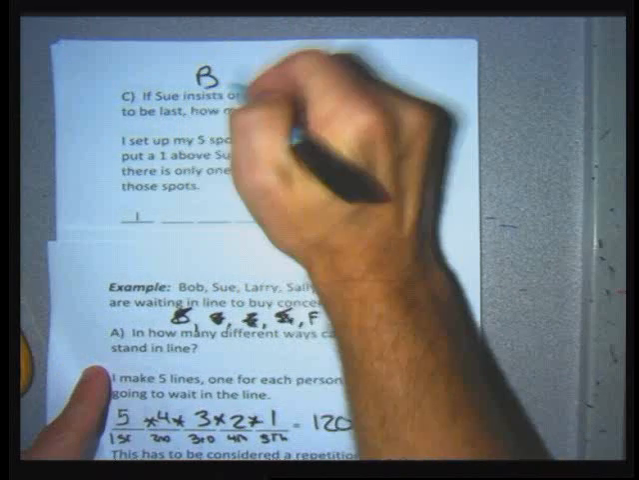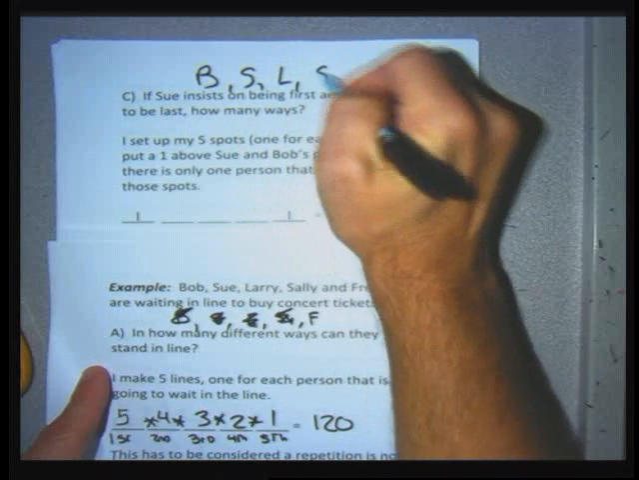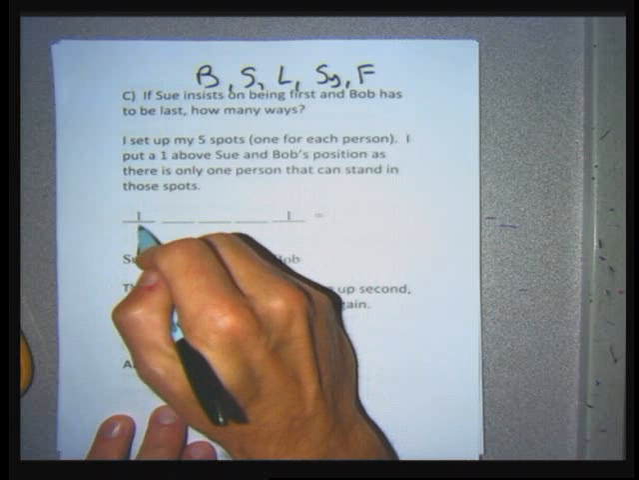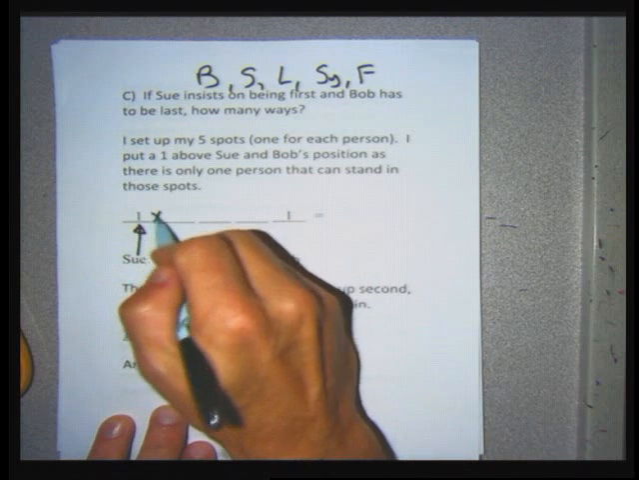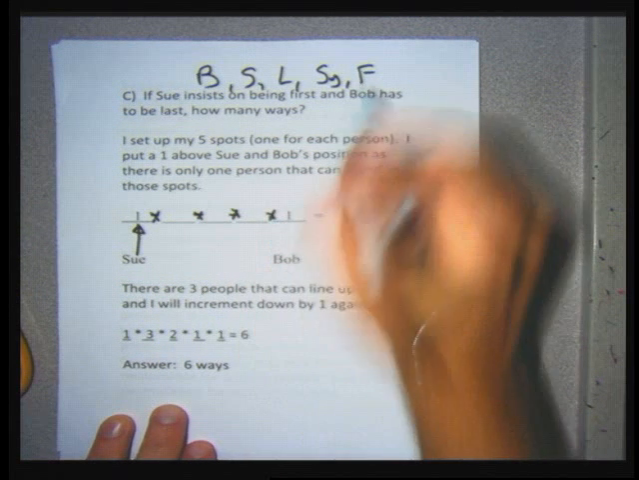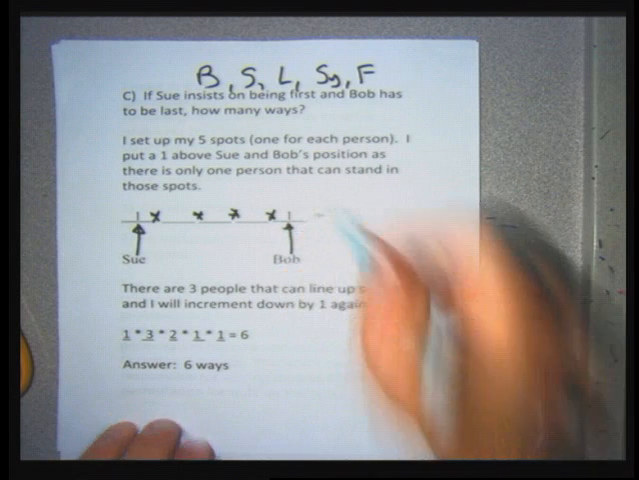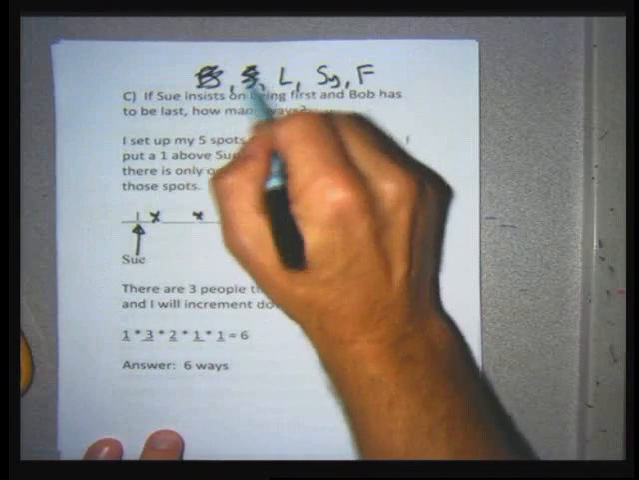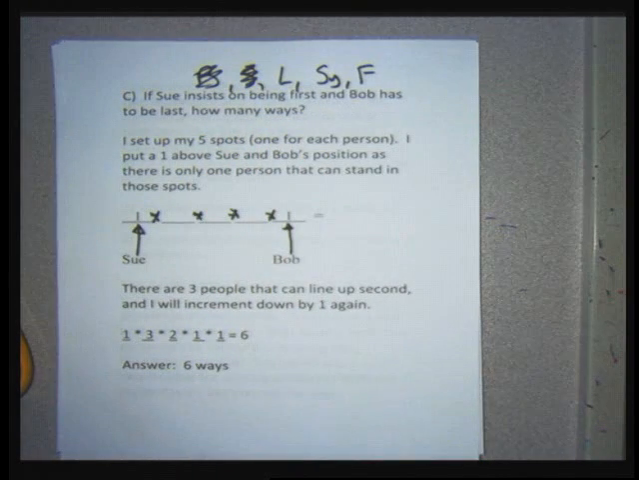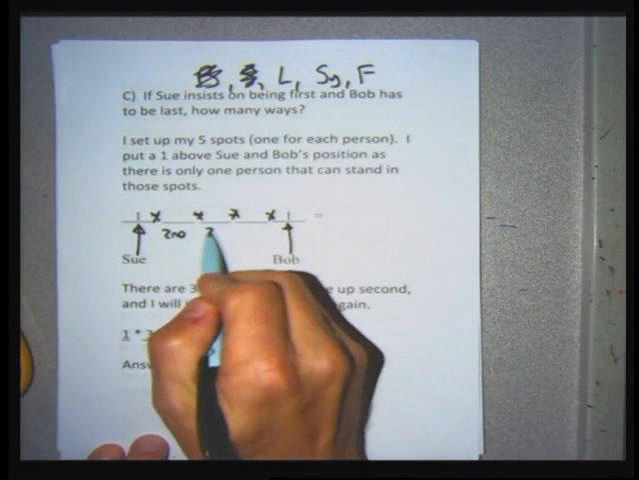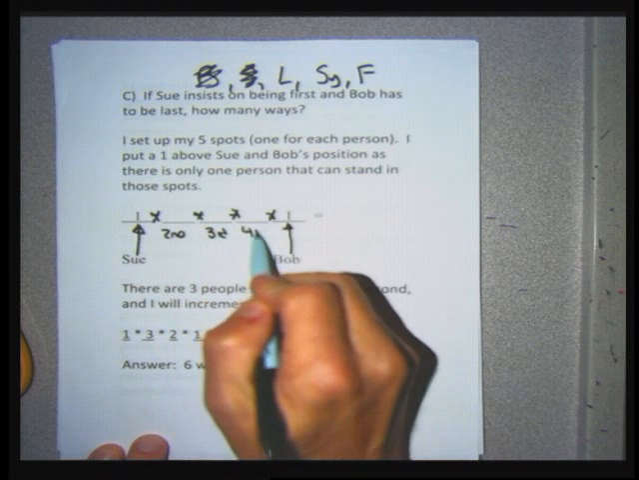So there's Bob, Sue, Larry, Sally, and Fred. And in part C, it says Sue insists on being first. So in the first of my 5 dashes, I'm going to make a spot for Sue, and she goes first. And Bob insists on being last, so in the last position of my 5, I'm going to place Bob. I'm going to remove Sue and Bob from my list because they're already placed. And now I have to place the second person, the third person, and the 4th person.